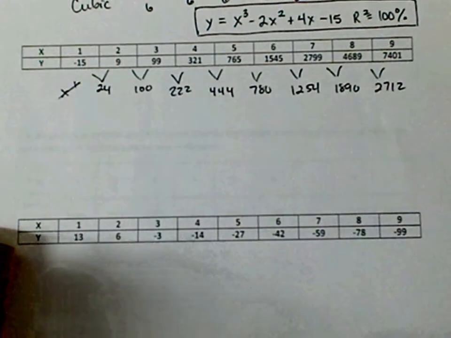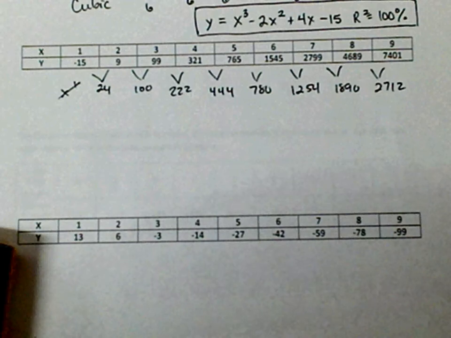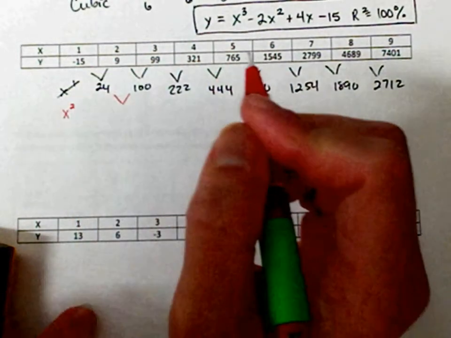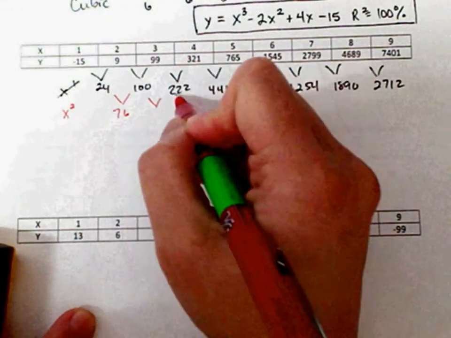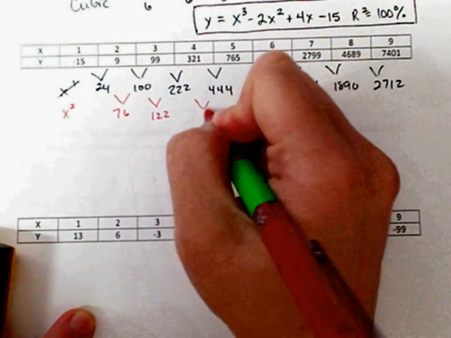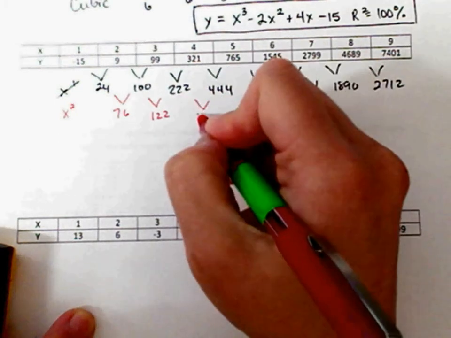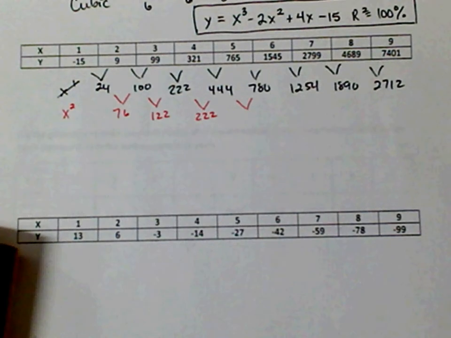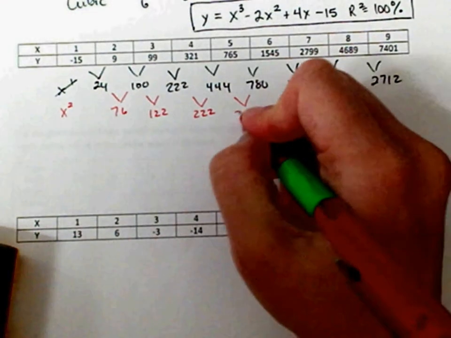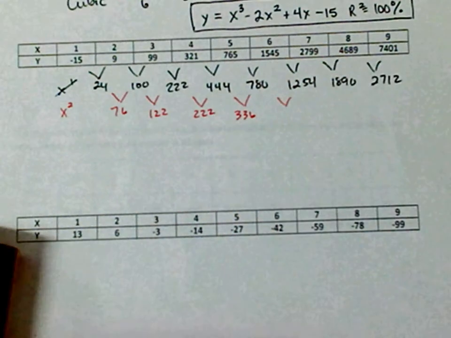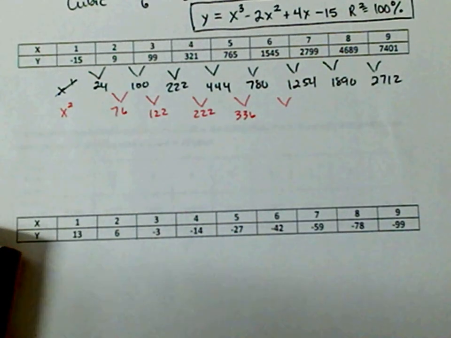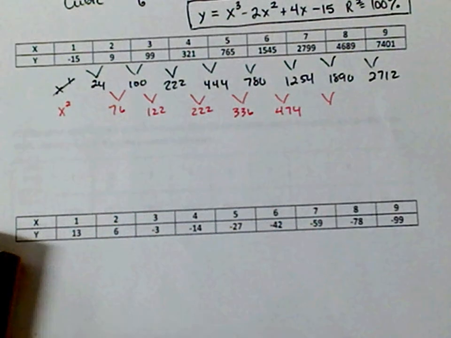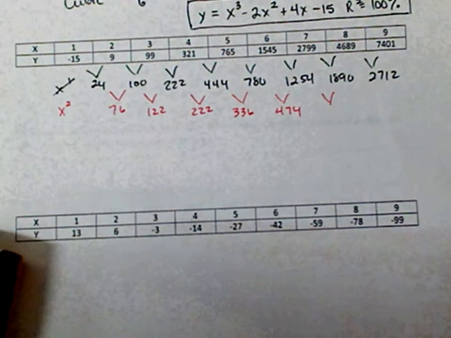Okay. Next one we're going to do is a quadratic. X squared. 100 minus 24 is 76. 222 minus 100 is 122. 444 minus 222 is 222. 780 minus 444 is 336. 1254 minus 780 is 474. 1890 minus 1254 is 636.